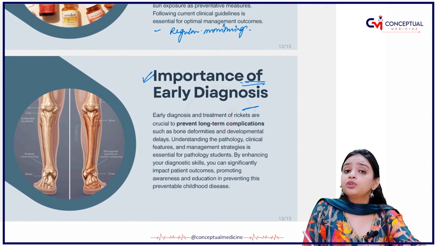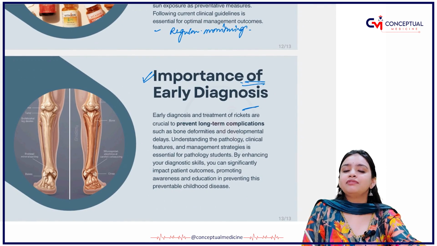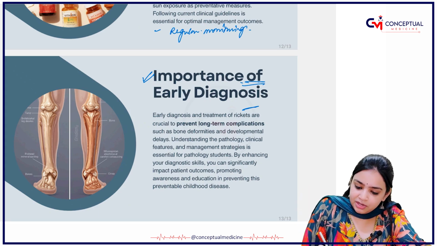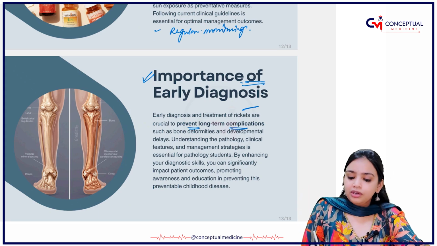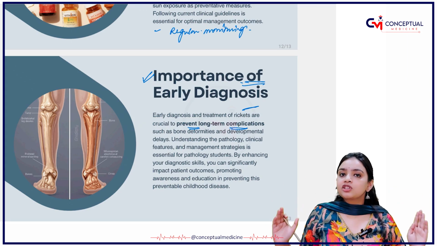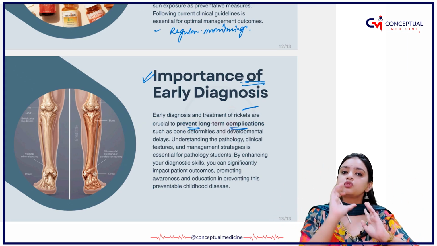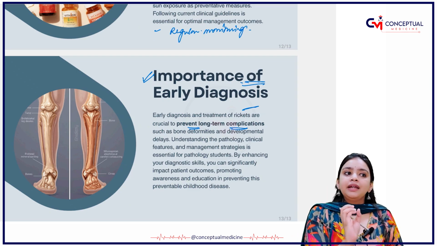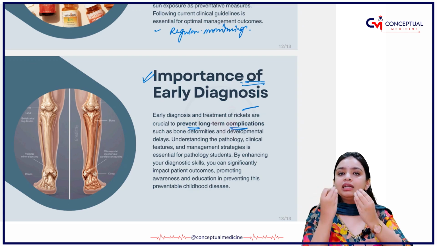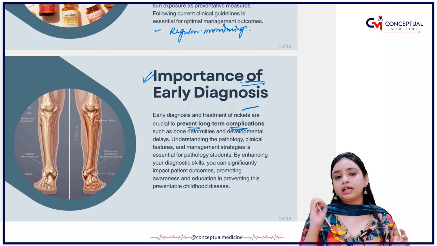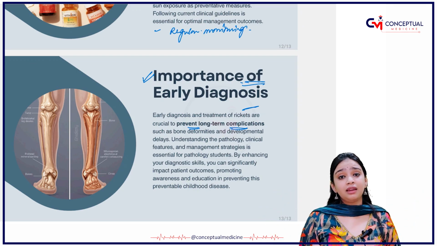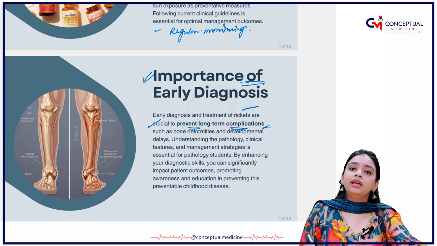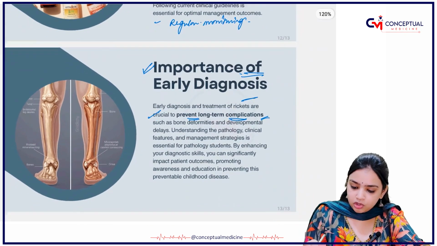Next, you need to know about the importance of early diagnosis. I have already told you that prevention is very much better than cure. So you have to prevent long-term complications, because if the complication occurs, if there are bowed legs, I understand that the bowed legs will be corrected, but there can be multiple fractures that can happen to the child, and it can be very dangerous to the child. So you have to treat the patient in order to avoid the complications, right?